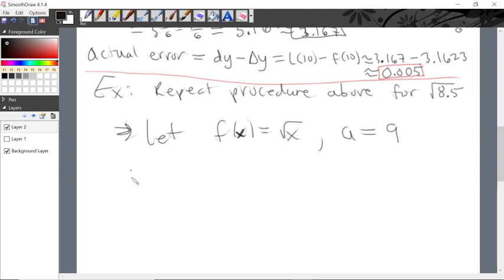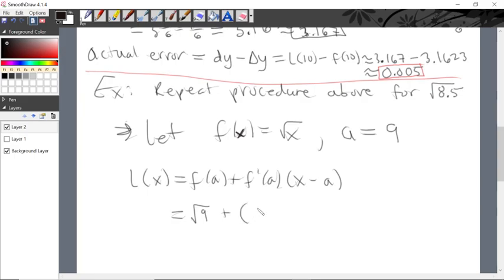We want to construct the linearization function, L of x. Well, L of x is equal to f of a plus f prime of a times x minus a. Well, f of a is again going to be the square root of 9, which is 3.